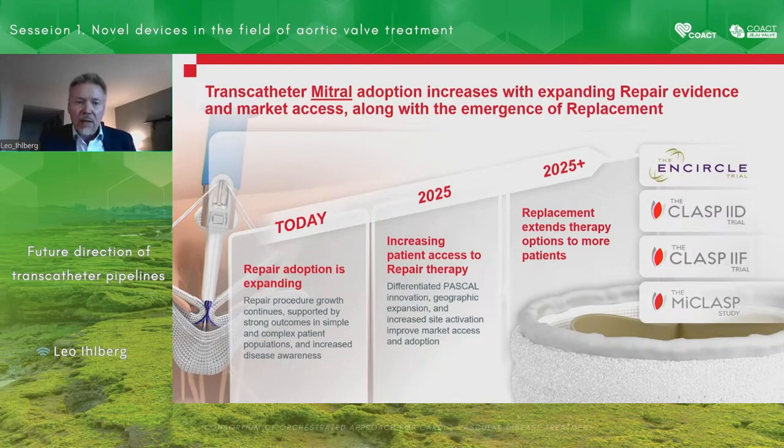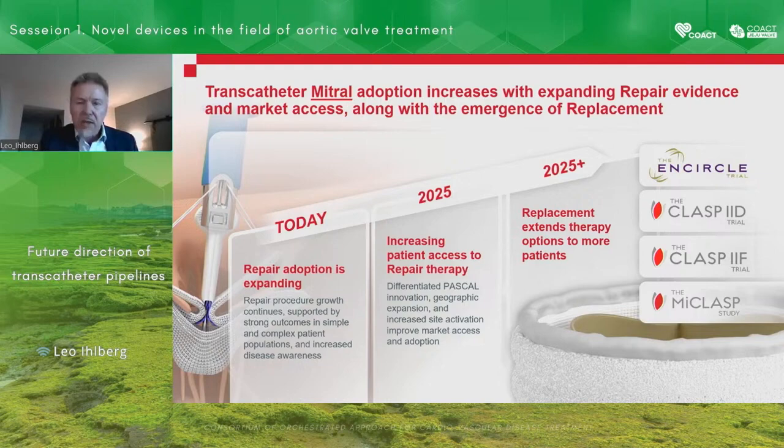We know that the repair option with the edge-to-edge therapy has been pretty much the only interventional transcatheter treatment option for these patients for the past decades. We know that currently that option is still expanding. It continues to grow. It's supported by strong outcomes, both in patients that have a simple pathology as well as patients that have more complex disease, who are sicker. We also know there's an increased awareness of the disease.